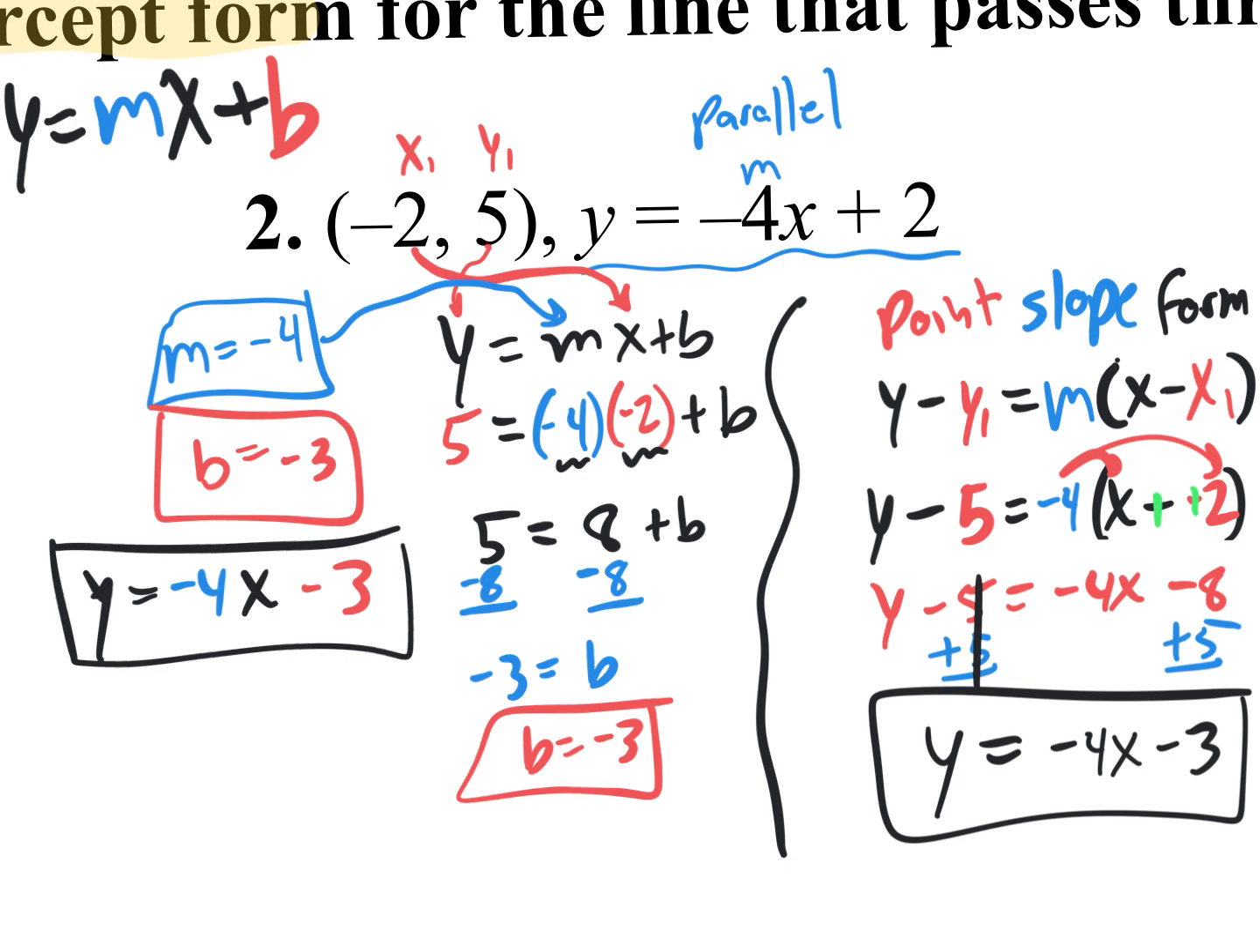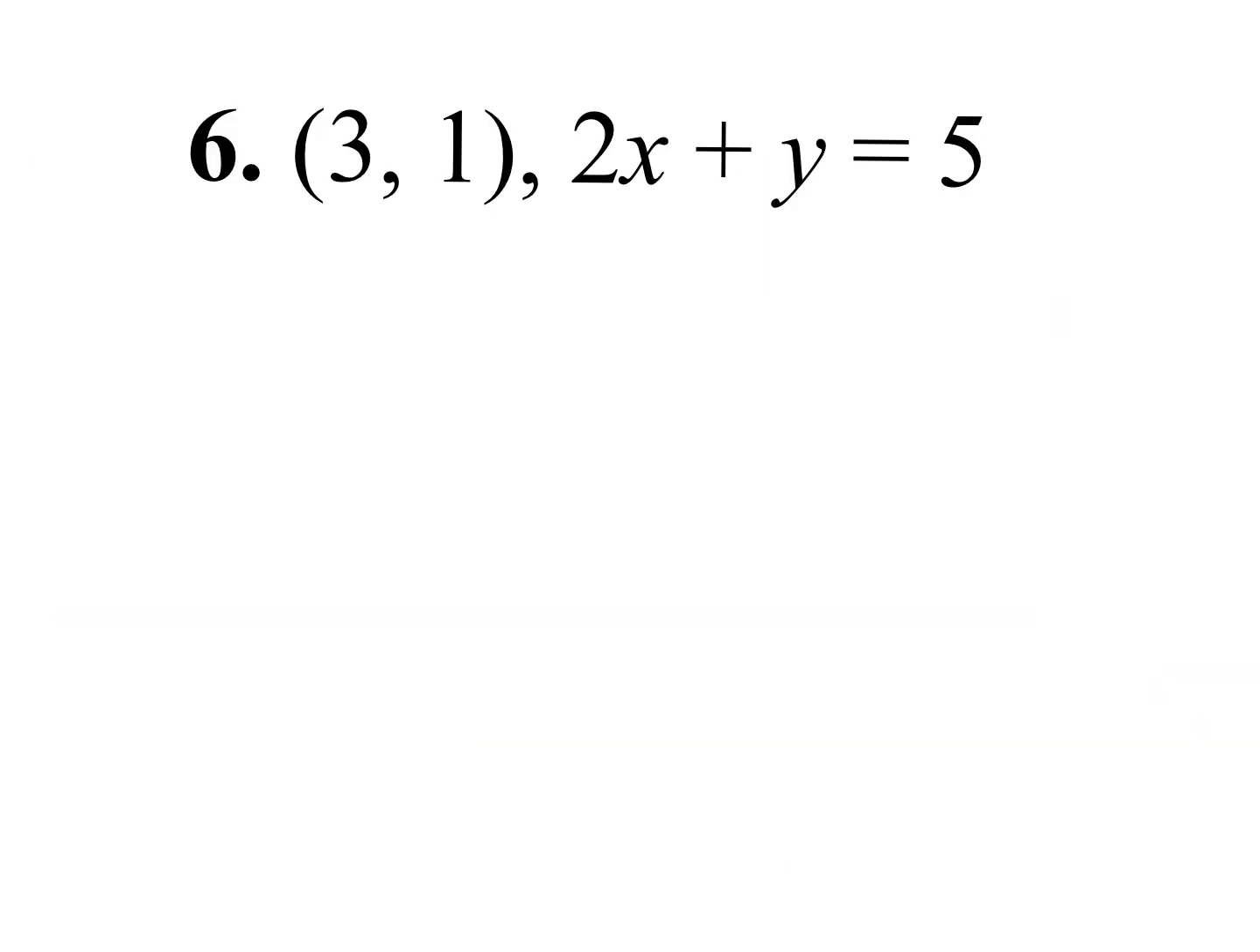Let's go to number 6. That one's interesting. So again, we need to remember the instructions. They give you a point. Your line, the equation you want to write, is going to pass through the location 3, 1. And in addition to that, it's going to be parallel to this line. And we don't even see this line. And actually, I don't even know the slope of this line. Why? Because it's in standard form.